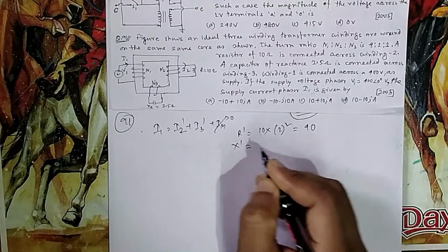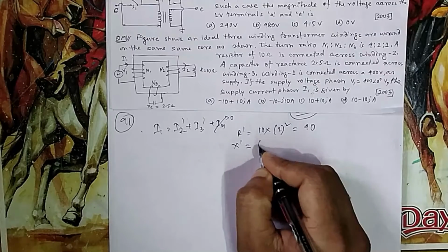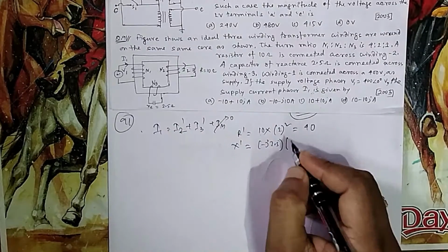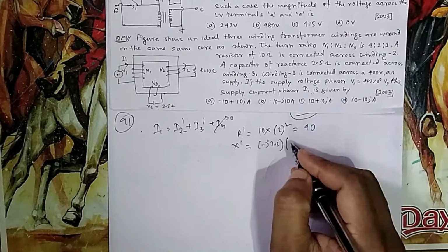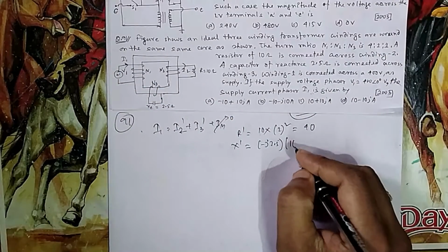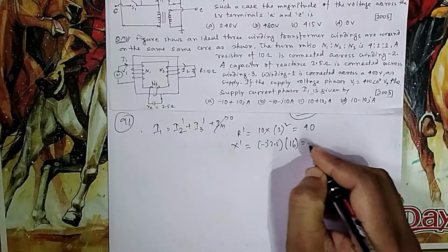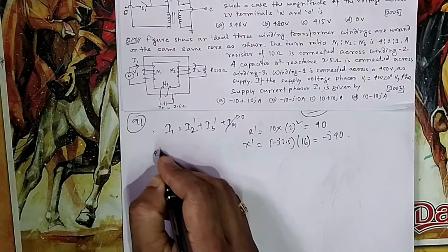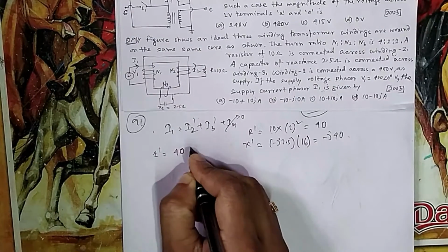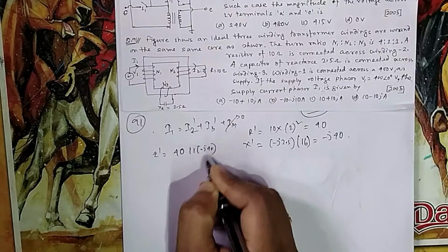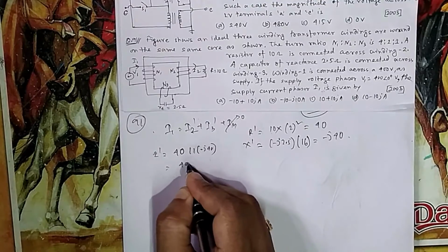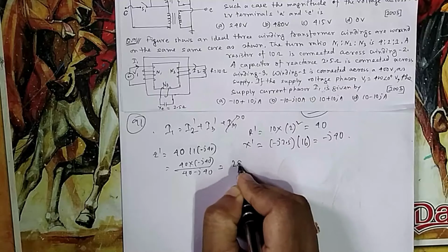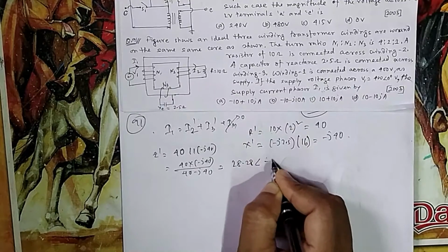Similarly your X dash will also be equal to minus j 2.5, because it is capacitive reactance. And the ratio is 4 now, so it should also increase because it is going to the higher side. So 4 square is 16, so it is minus j40. So what will be the total impedance reflected to primary? 40 is in parallel with minus j40. If you do this parallel combination, 40 into minus j40 divided by 40 minus j40, it will be 28.28 at an angle of minus 45.